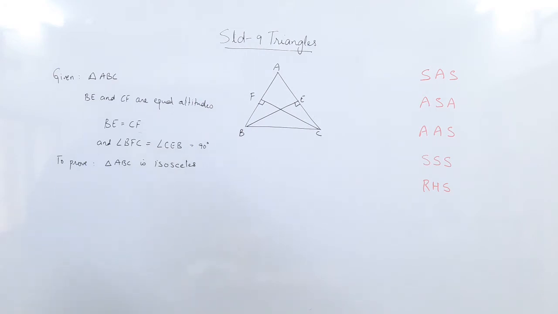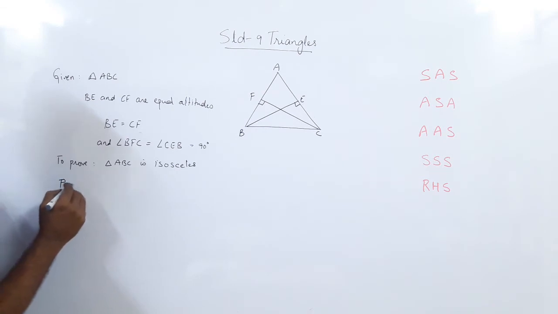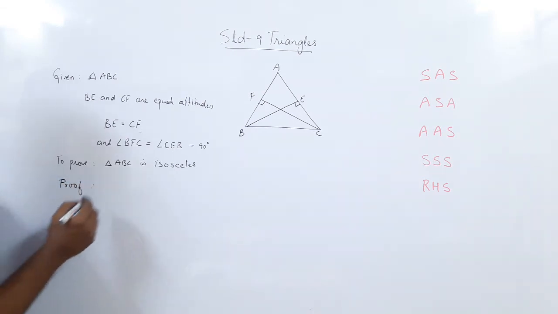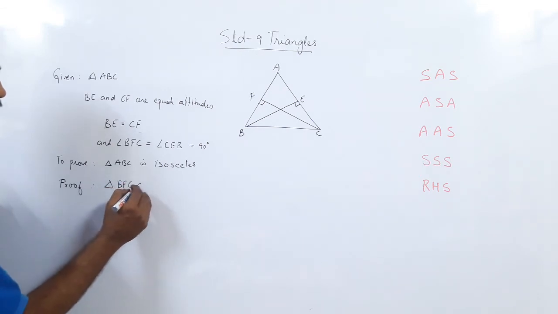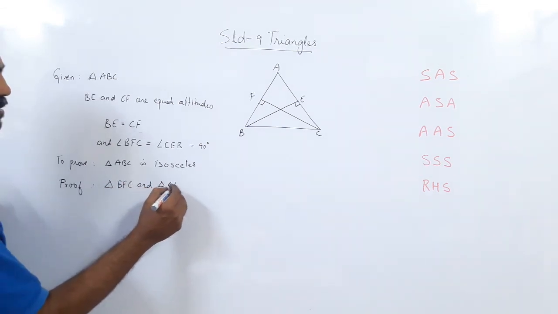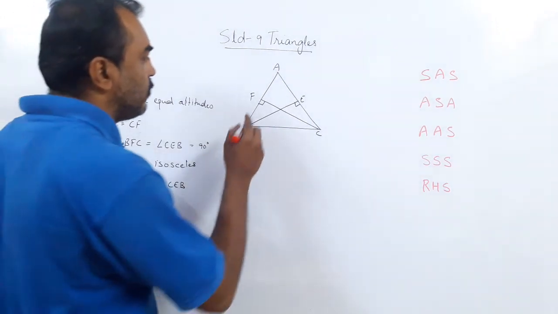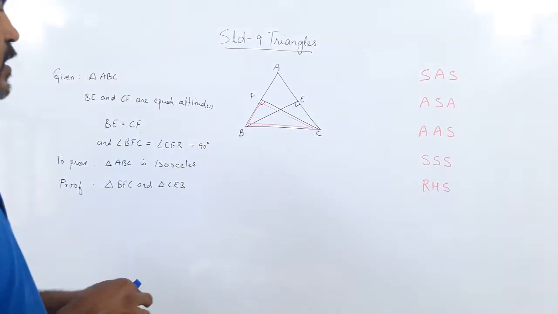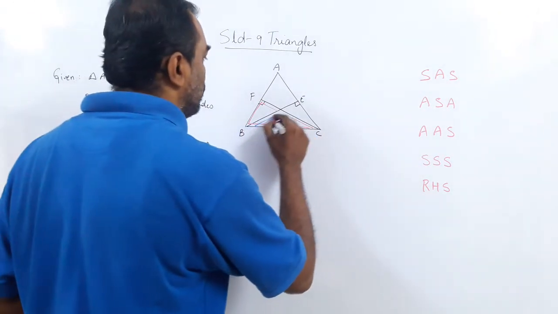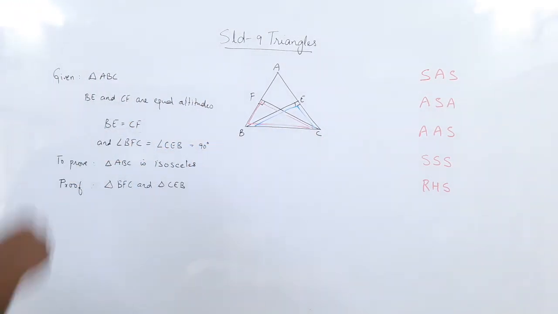So what will we do with the sum? Very simple. To prove, the proof, first select the triangles. So I will take triangle BFC and triangle CEB. So which triangles have I chosen? I will show you with the red. I have taken this one, BFC, and this one, CEB. Right? These two triangles I have chosen, the red and the blue. Now what am I given here?